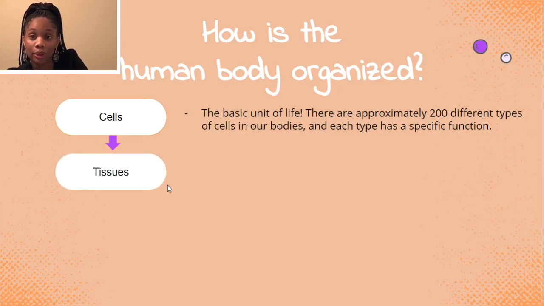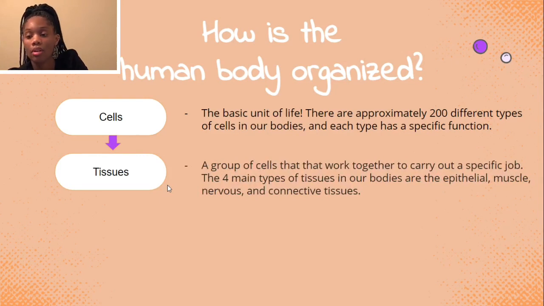Then we have tissues. Tissues are a group of cells that work together to carry out a specific function. And we have four main types of tissues in our bodies: the epithelial tissue, which provides a covering, the muscle tissues that help your muscles to contract, the nervous tissues that help to communicate messages to other parts of your body, and then the connective tissues that help to connect or bind different types of tissues together.